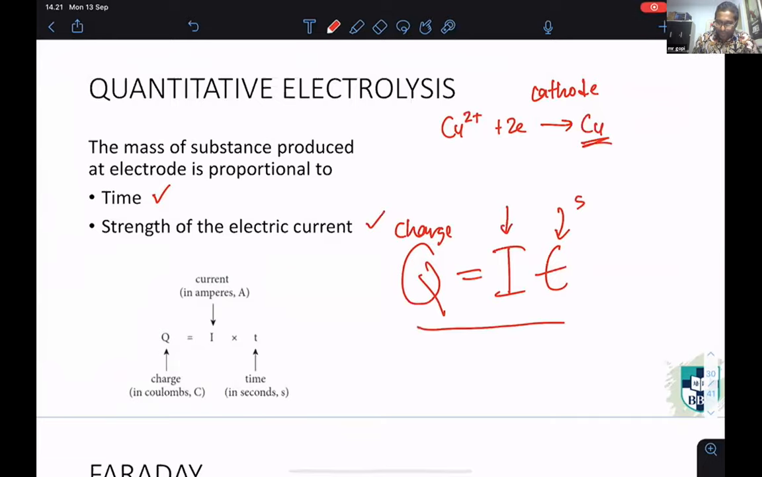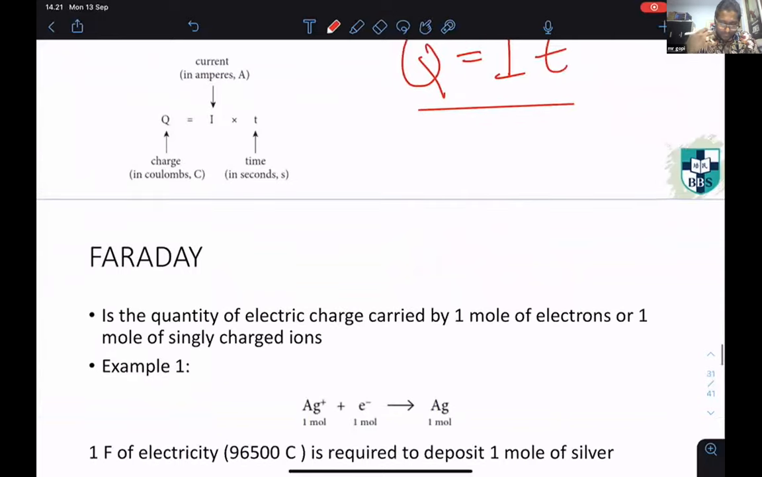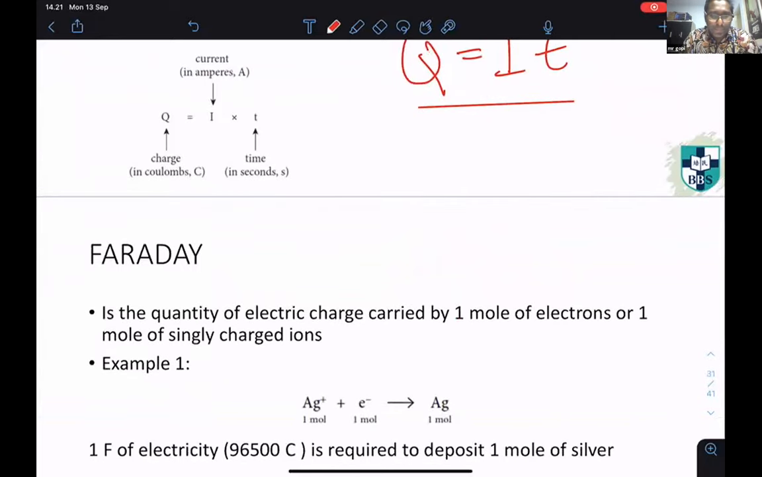I'm very sure if you study your physics, you know about this, Q equals IT. Now, let's look into Faraday. What is Faraday? Faraday is the quantity of electric charge. It's the quantity of electric charge carried by one mole of electrons. One mole of electrons.